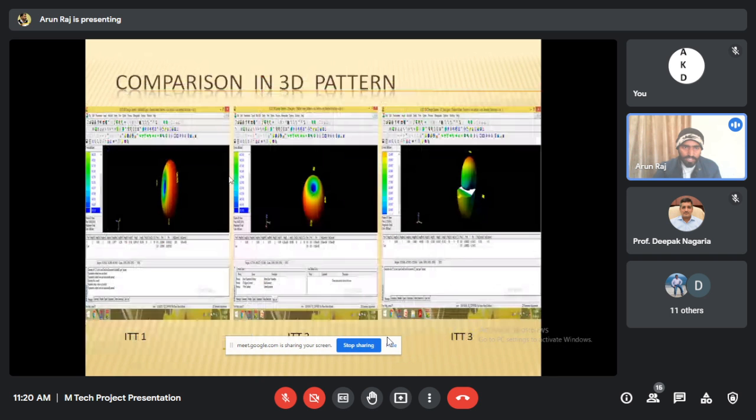There is comparison of 3D pattern of all 3 iterations. Iteration first we get this gain, total gain of 3D pattern of E plane. This is for square patch array antenna. This is for fractal array patch.